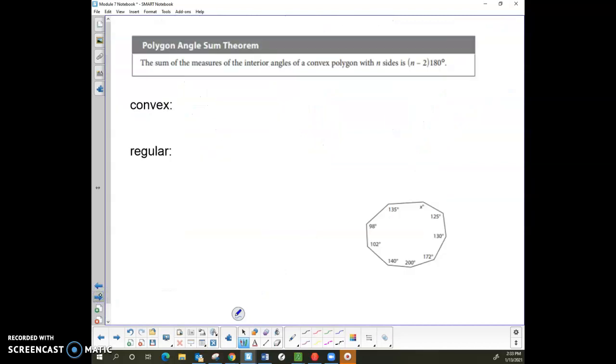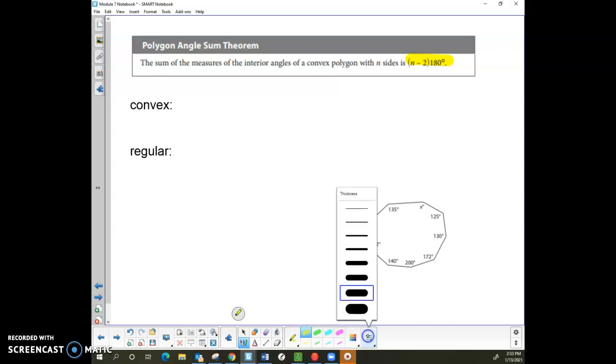All right, so we can write this as a formula. The number of sides, which we call n, minus 2 for the triangles, times 180 will give us all of the interior angles added together. So the sum of the interior angle measures of a polygon with n sides is (n minus 2) times 180.